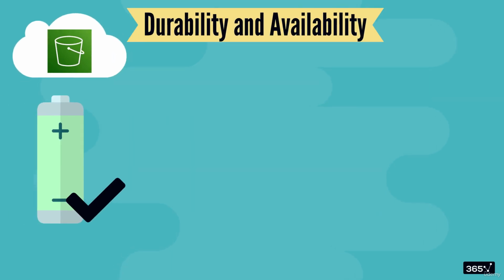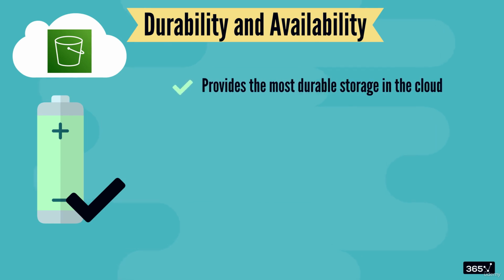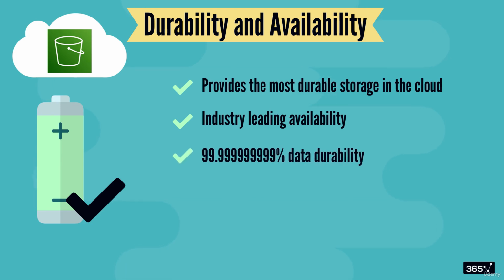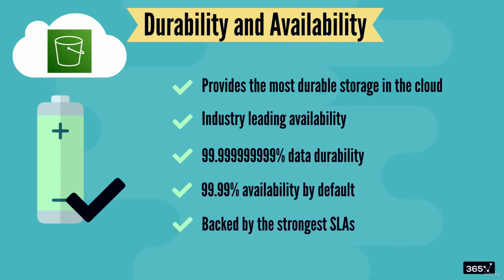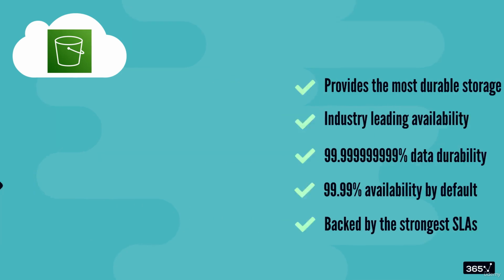Durability and availability. Amazon S3 provides the most durable storage in the cloud and industry-leading availability. Based on its unique architecture, S3 is designed to provide 11 nines of data durability and 99.99% availability by default, backed by the strongest SLAs in the cloud.